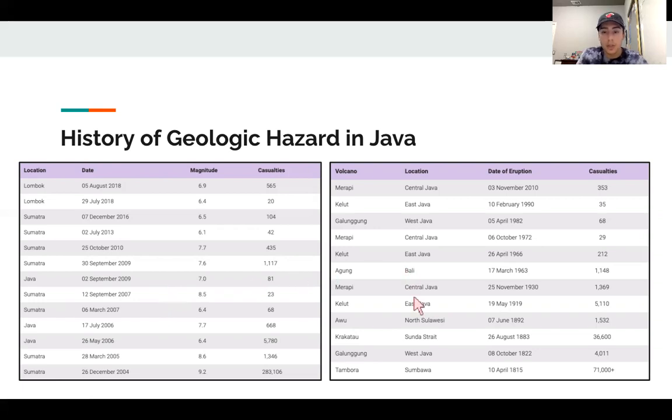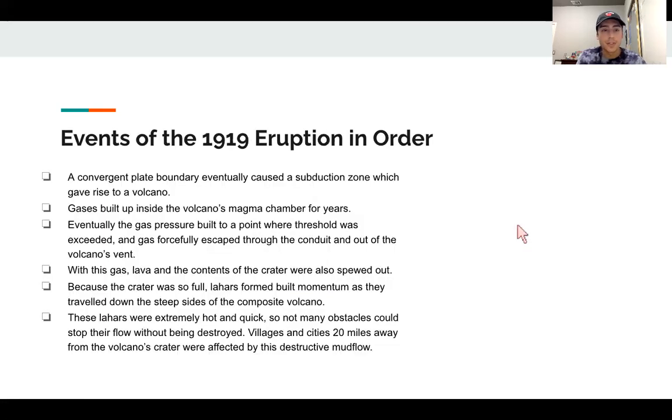So also on this chart, we can see Mount Kelud historically. So obviously it happened in 1919 is what I'm talking about. There were 5,000 plus casualties. And Mount Kelud also erupted in 1966 and in 1990 and in 2014, which isn't shown on this because it had a relatively low impact. So Mount Kelud is pretty active, according to this.